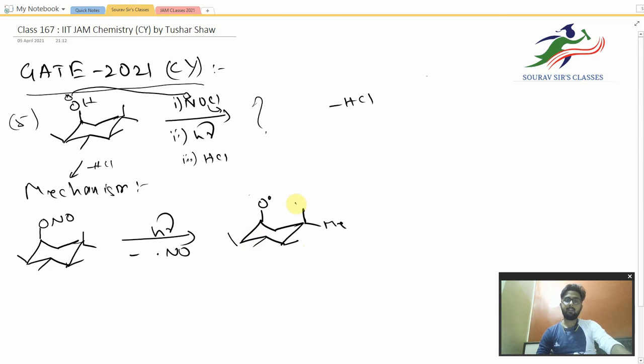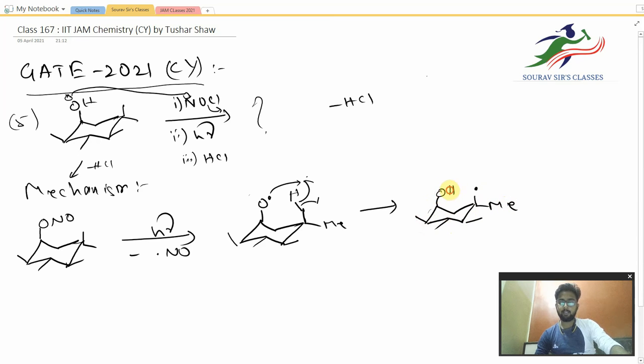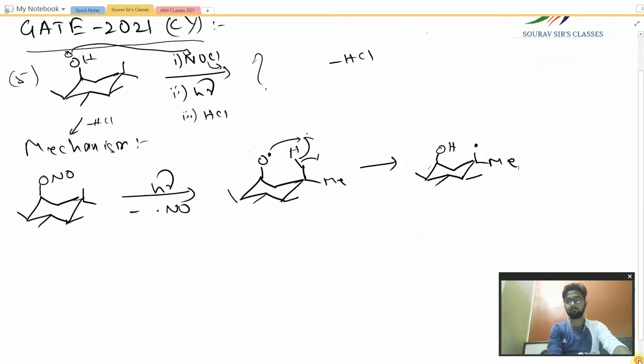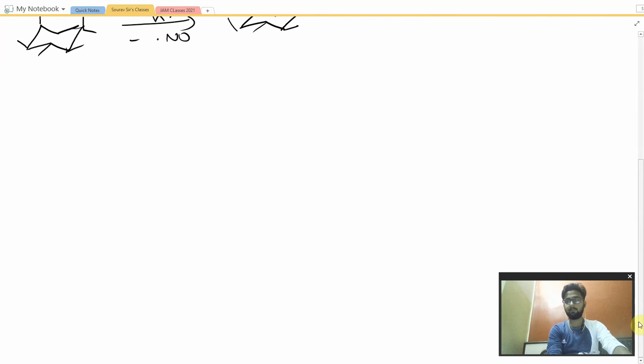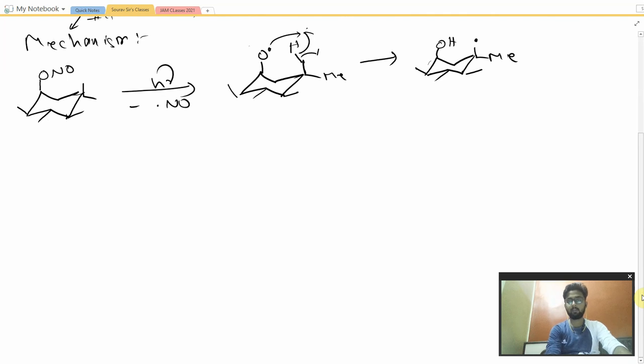Now this methyl will be having an H, so this H would be dissociating free radically, and this would be bonding with this, giving us this dot, this Me, and we have this here, and here we will be having OH. Then this species would go and react with the NO that was released in the system earlier.